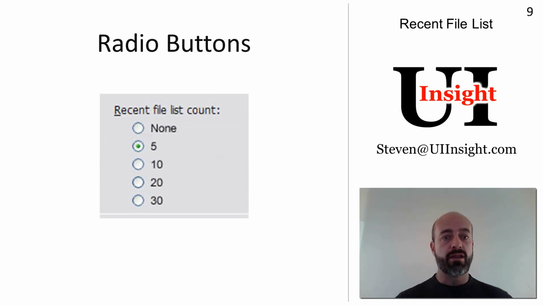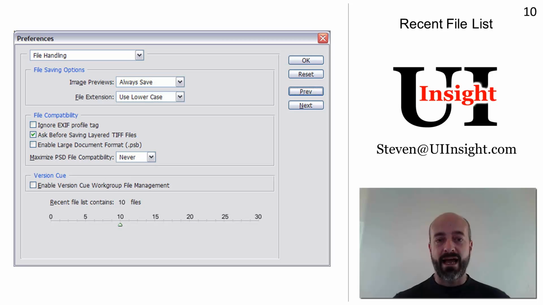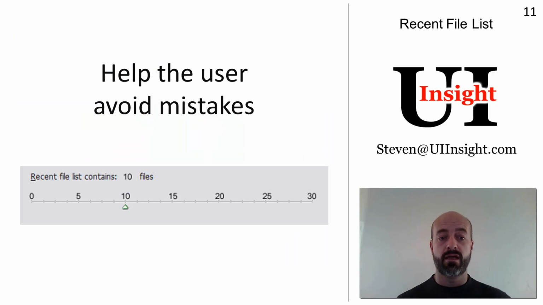We could also go with radio buttons. This is probably a great solution too, because it's fairly unlikely that people are going to want to change their number of recent files to some odd value like 17 or 23 or 9 or something like that. So these discrete choices here are probably fine. But again, for some reason, I just think that the slider control works really well here. I love it because it solves the problem. You're never going to get an error message.